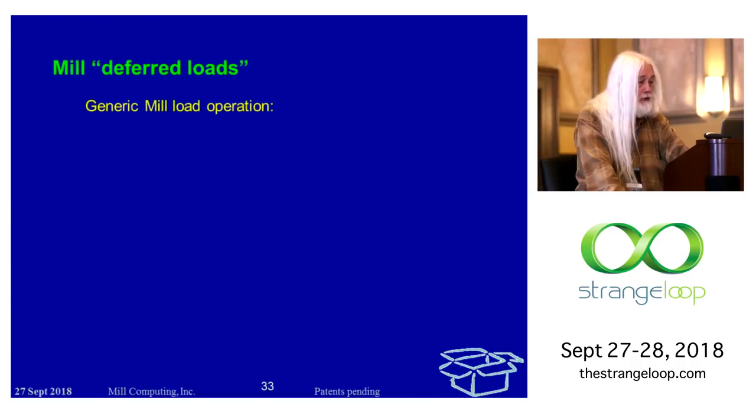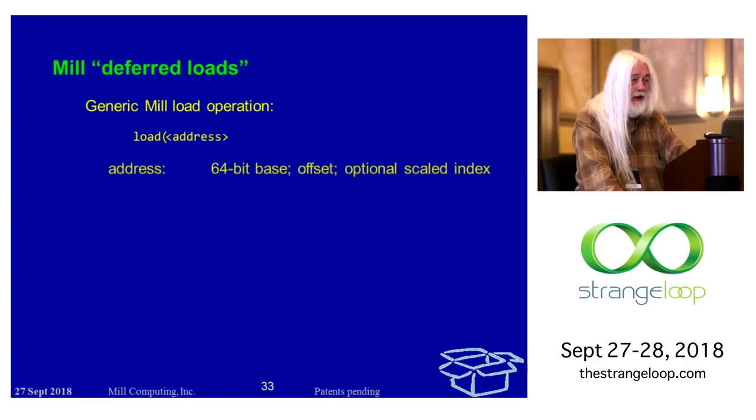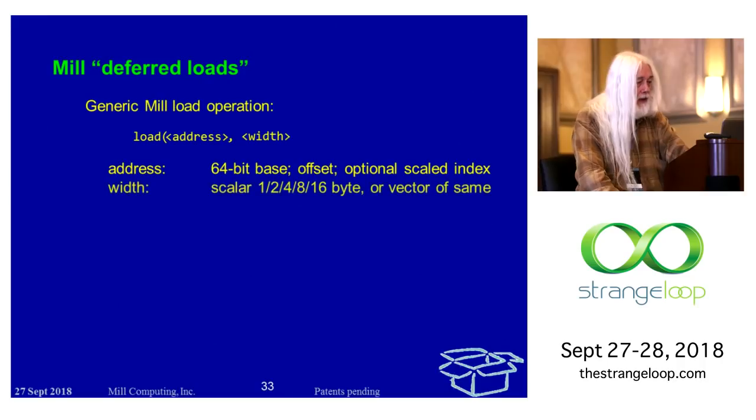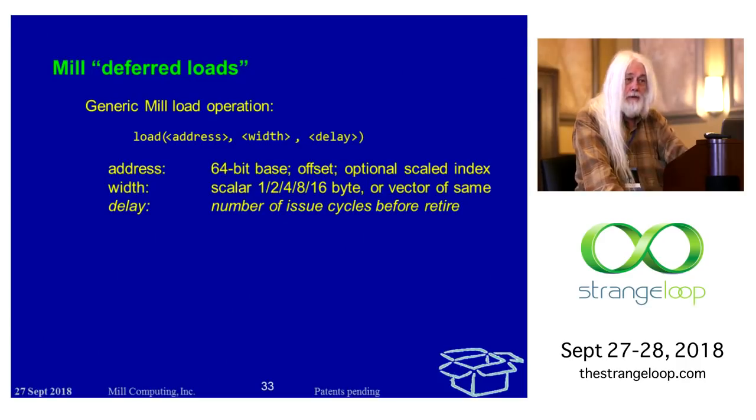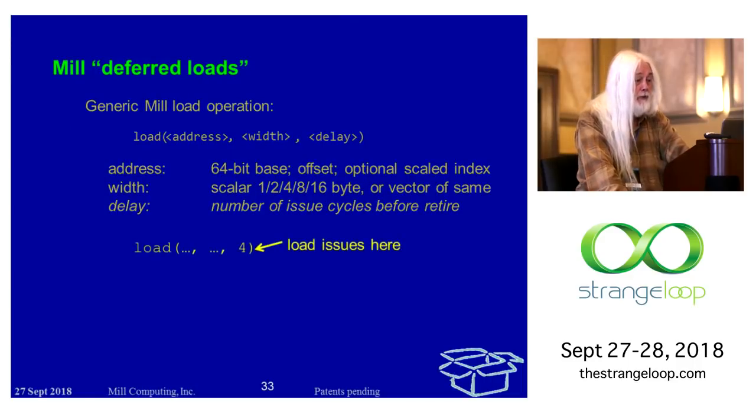Mill deferred loads, the generic Mill operation, well, it's a load opcode, and there's the address, which is the usual address stuff for an address format. We say how wide the value that we want to load is, and that's part of the operation. And then we add another unusual argument, which is the delay, the number of cycles that we want to wait before the retire becomes available.